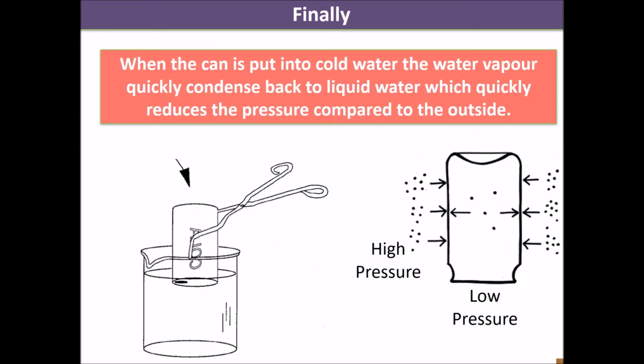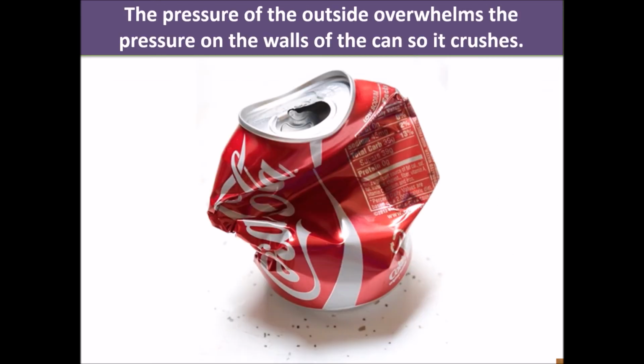When the can is put into cold water, the water vapor quickly condenses back to liquid water, which quickly reduces the pressure compared to the outside. The pressure of the outside overwhelms the pressure on the inside of the can, so it crushes. So that means that the pressure on the outside is more than the pressure on the inside, because we have reduced the temperature of the can very quickly.